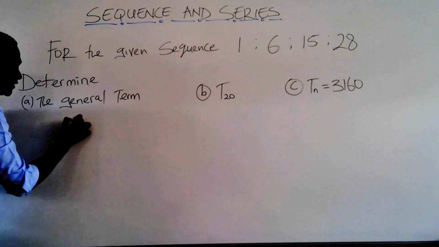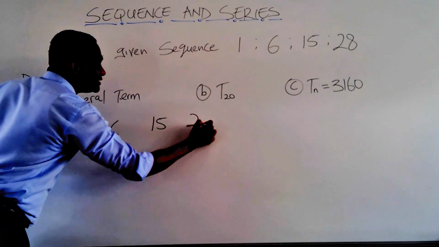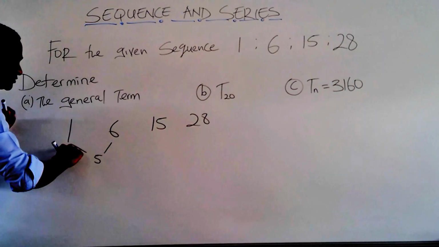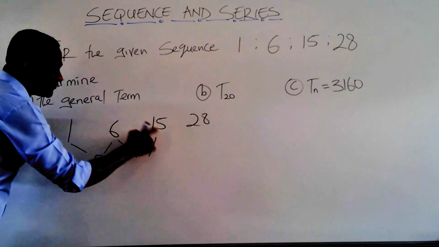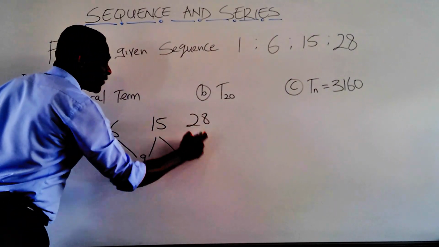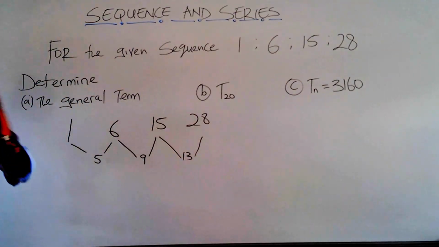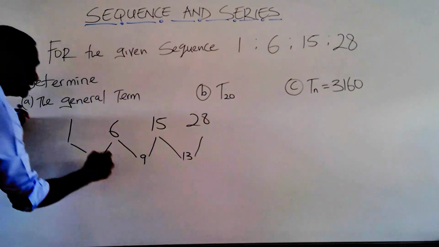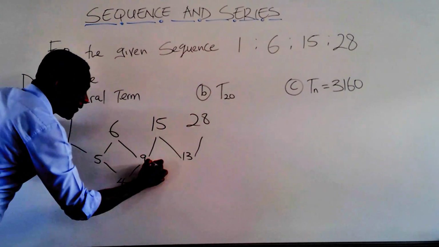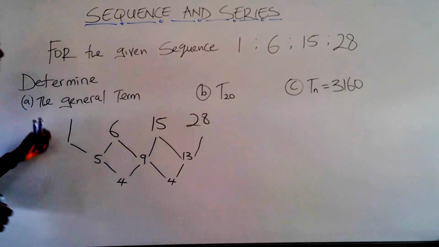So let's see. We have 1, 6, 15, and 28. The first common difference: 6 minus 1 is 5, 15 minus 6 gives us 9, and 28 minus 15 gives us 13. The first common difference is not equal. Let's try the next one. Second common difference: 9 minus 5 is 4, 13 minus 9 is also 4.